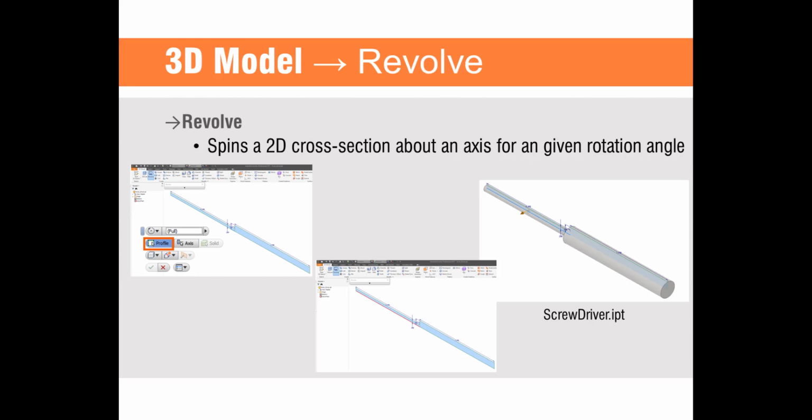This tool allows us to use a profile or a 2D cross-section that we created and rotate it about a specified axis for a given rotation to create a solid. In these snapshots, you can see that we created a cross-section of half the screwdriver and revolved it about an axis to produce a cylinder. Let's go ahead and do this in Inventor.